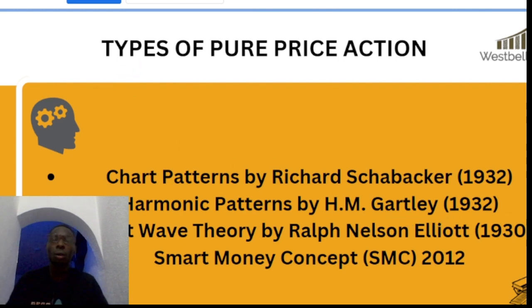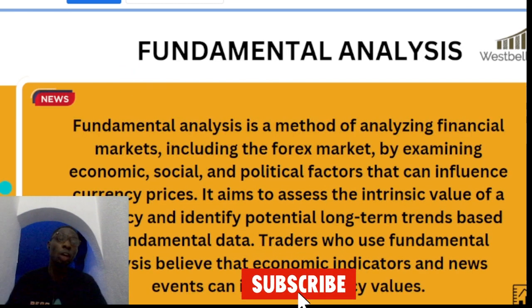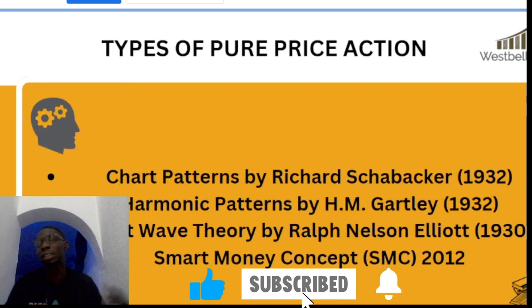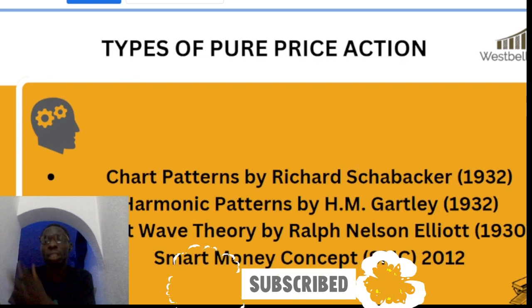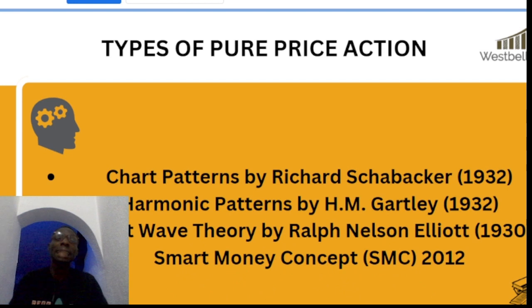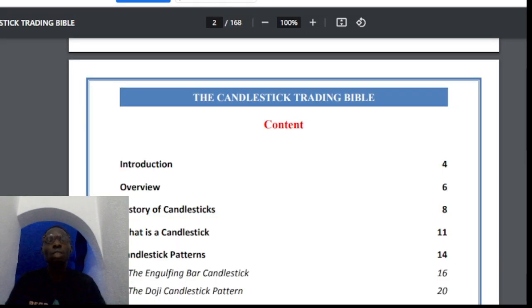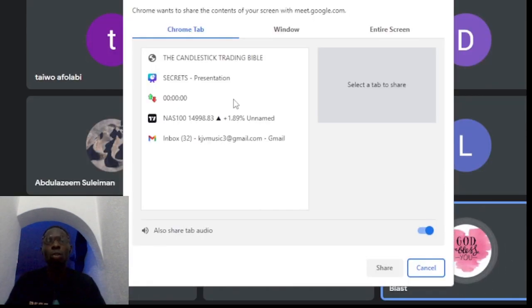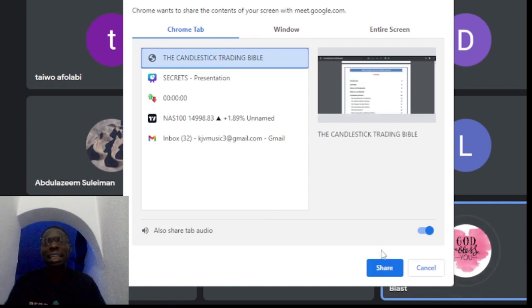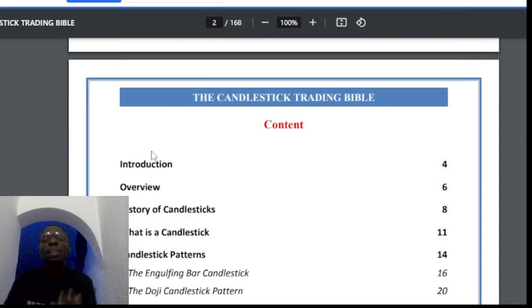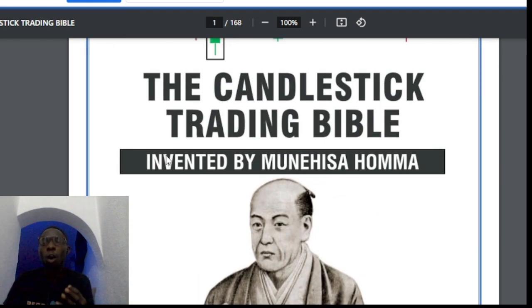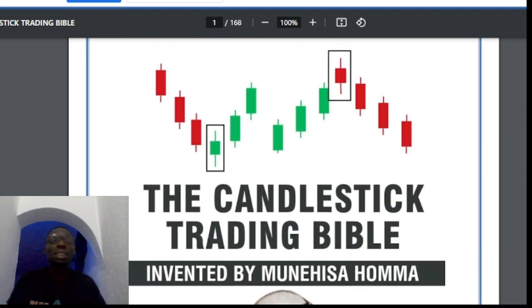We'll not go into the fundamentals today, but when we move to the fundamentals, I will also give you some stuff I have written down already. So let's dive into the technical analysis. The first thing you need to understand about technical analysis is that the foundation of technical analysis is built on what we call candlestick.